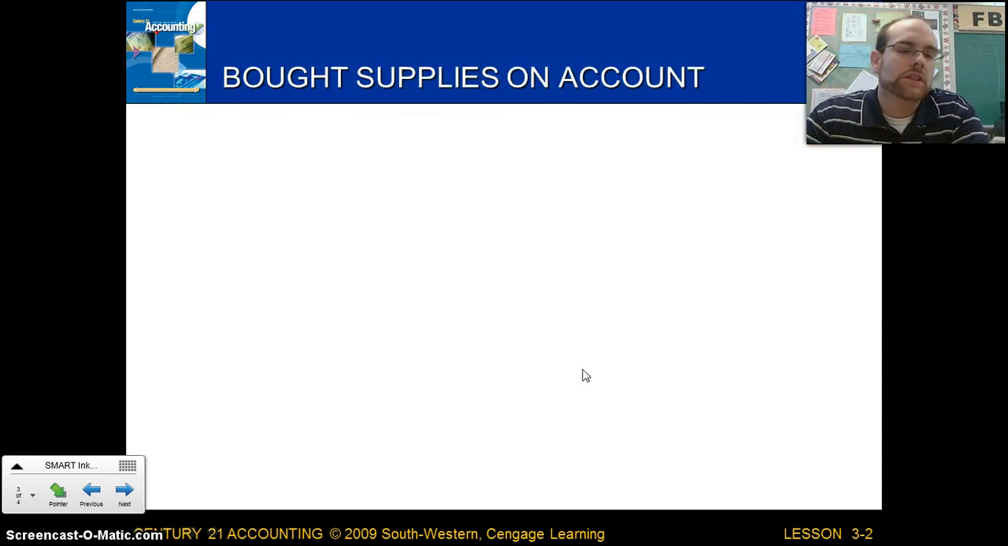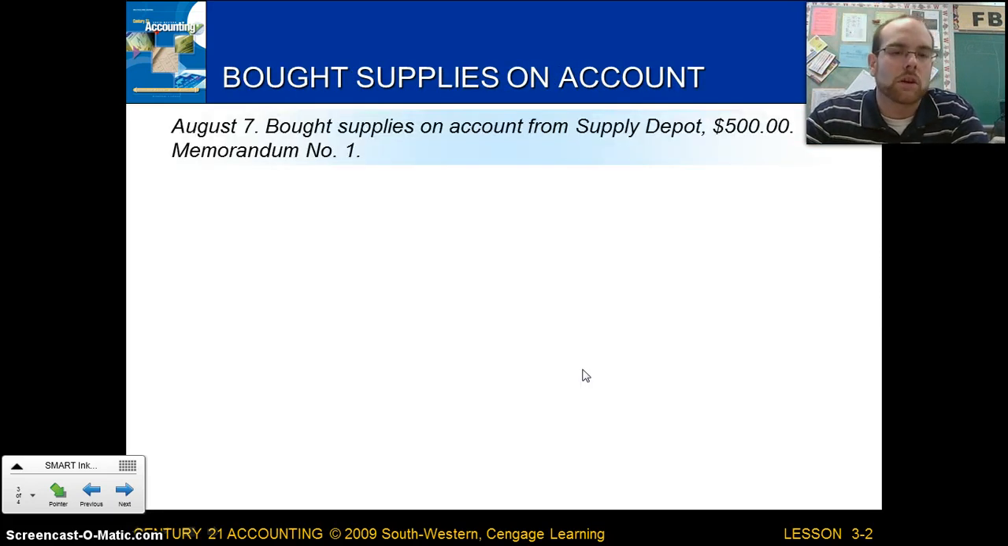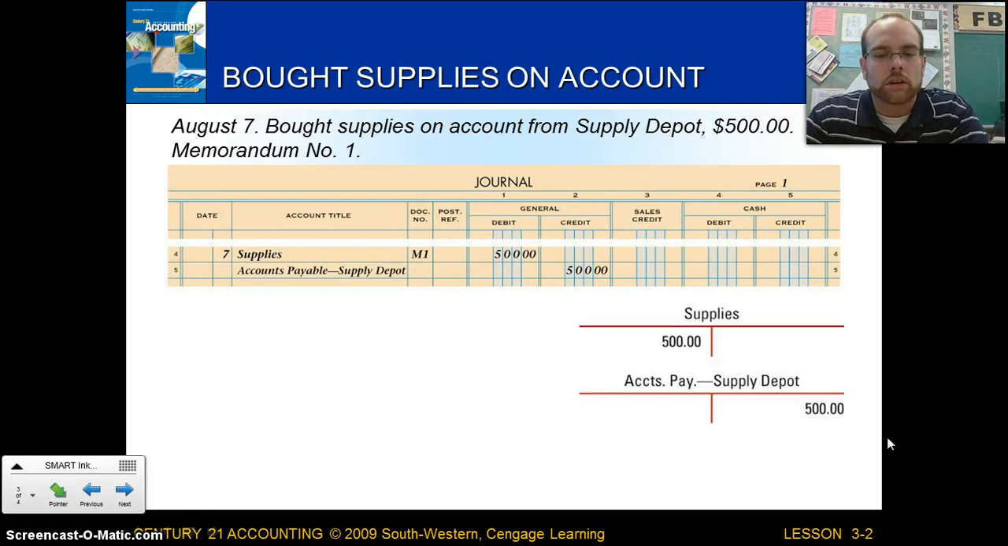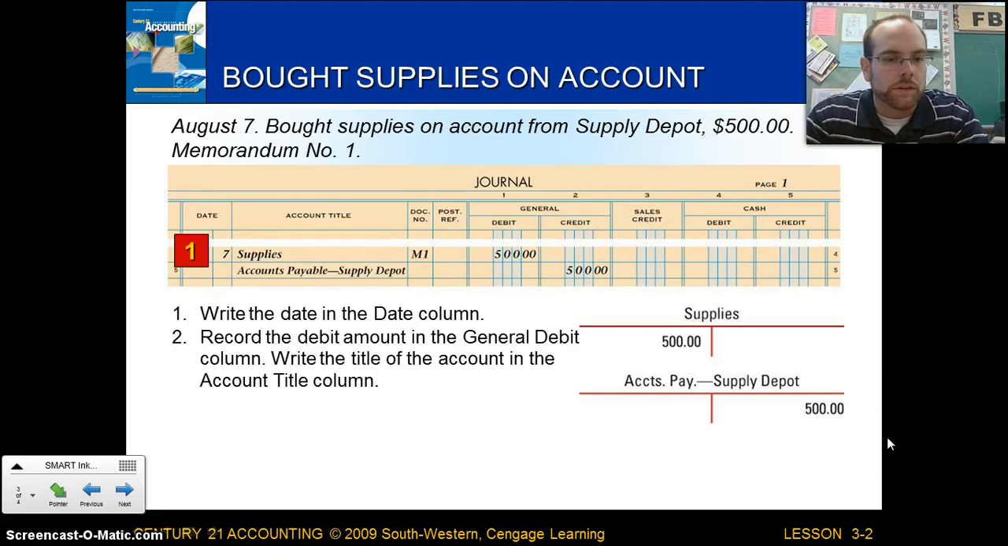The next transaction is we bought supplies on account. So on August 7th, we bought supplies on account from Supply Depot for $500, and we found that out through memorandum number 1, or the first memo. So we take a look at our general journal and the first two accounts that are affected, supplies and accounts payable to Supply Depot. So what we want to do is write the date in the date column. First thing I want you to notice about this, though, is notice how cash is not affected based off this transaction, since we bought on account. So we write the date in the date column.